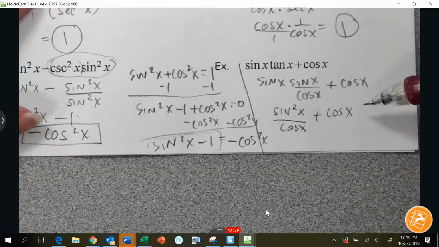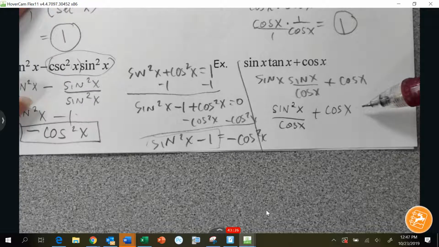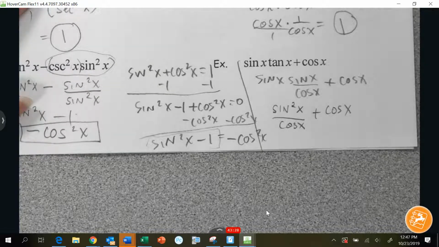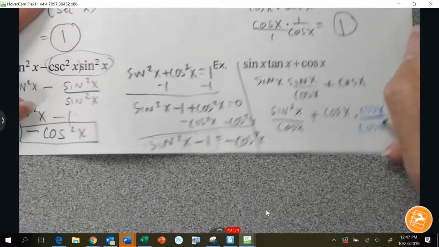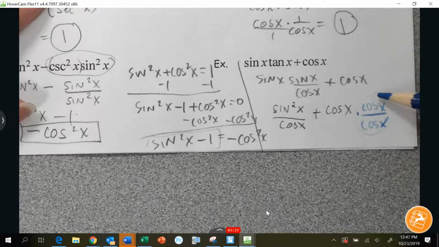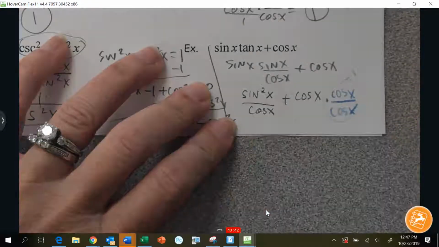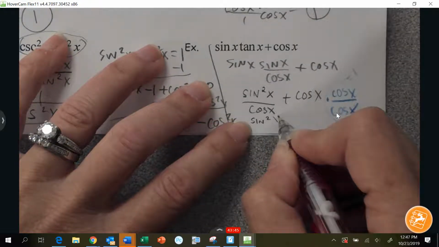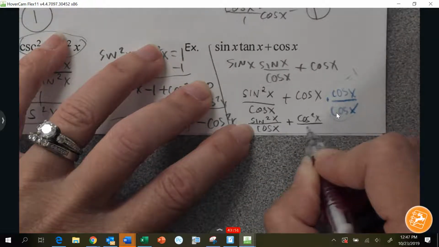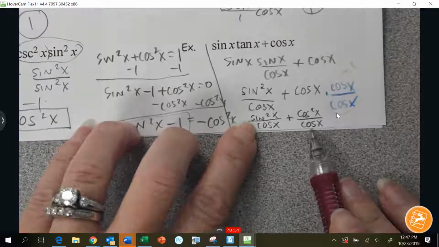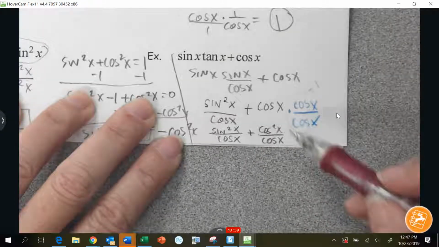We should be able to simplify this further. Ideas? Liam? Okay, so what are you doing right now? So this is a value of 1. Okay, I ran out of space. Sine squared x over cosine x plus cosine squared x over cosine x. So now we have common denominators. I have to go somewhere to finish this problem. Sorry, guys.